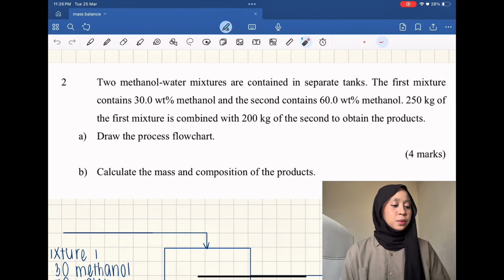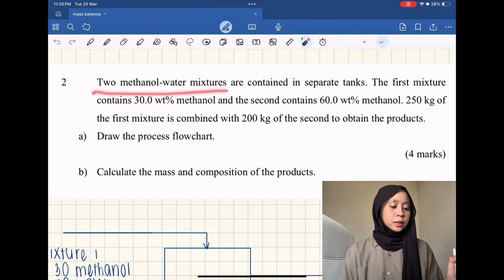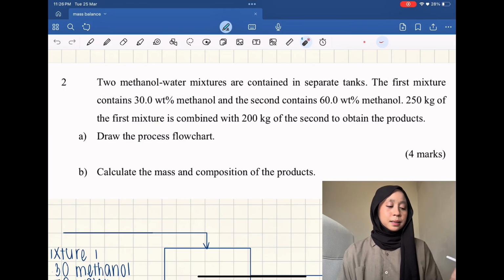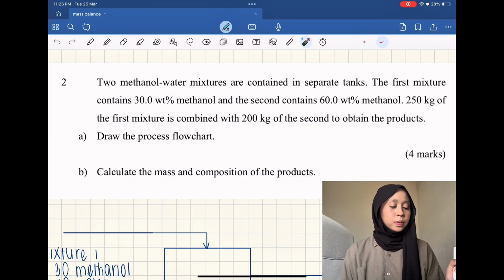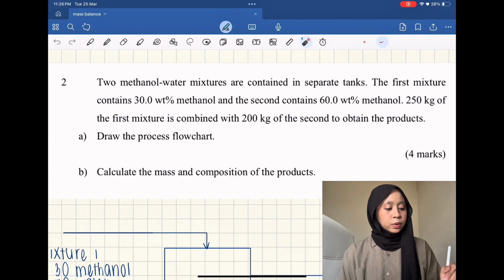Okay, for the second question, we have a mass balance problem involving two methanol water mixtures that are combined in a mixer. So for the first step, we have to understand the problem statement. We are given two separate methanol water mixtures. So for mixture 1, it contains 30% methanol and 17% water. The total mass of this mixture is 250 kilograms.